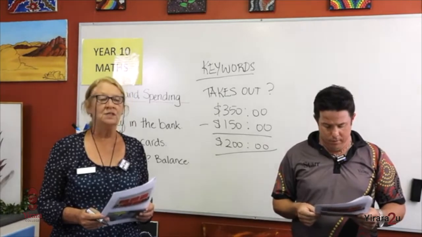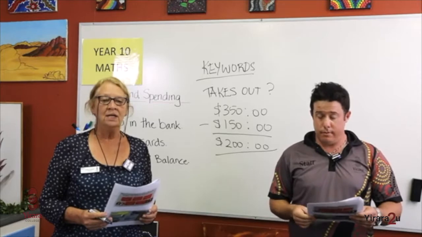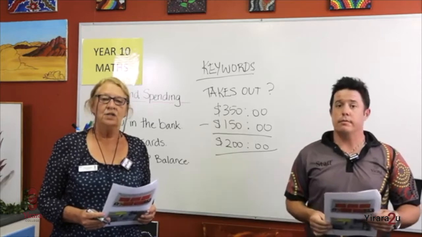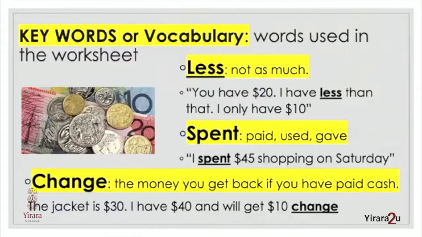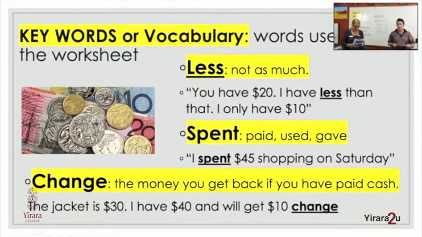Okay, the next word is important. That's change. When you give someone money, it's really good that you check the change. When they give the money back to you, make sure they've given you the right money because sometimes people make mistakes and you don't want to lose money for nothing, do you? So the change is the money you get back if you have paid cash. The jacket is $30. I have 40 and will get back $10 change. That's right, that's exactly right.